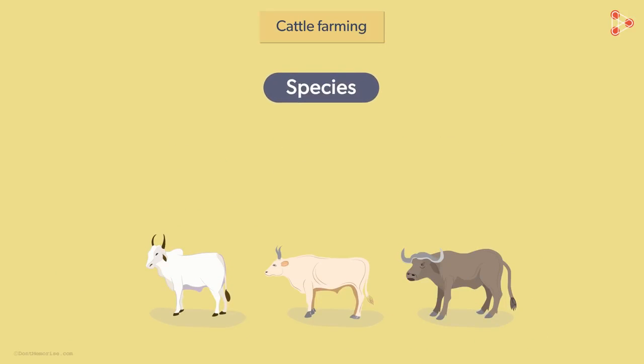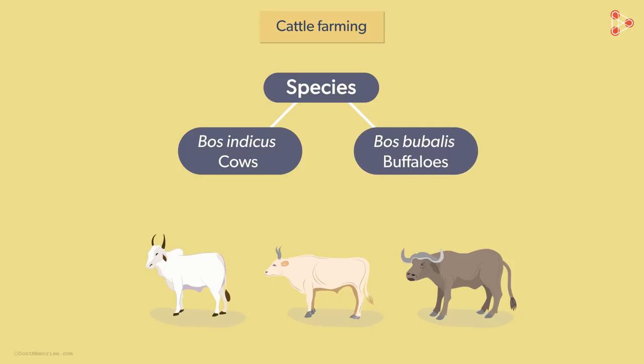There are two species of cattle that are most commonly used. Do you know what their scientific names are? They are known as Bos indicus cows and Bos bubalis buffaloes. The names are quite long, aren't they? Well, we can always refer to them as cattle or cows and buffaloes. With that, we have studied quite a lot about cattle, haven't we?